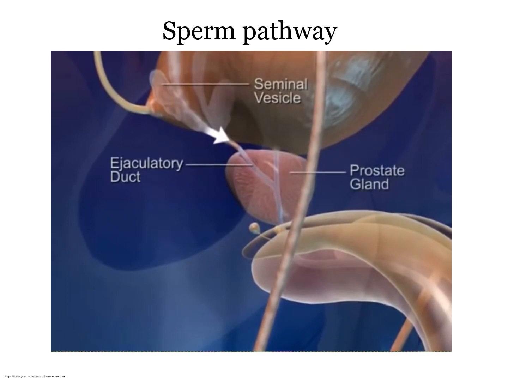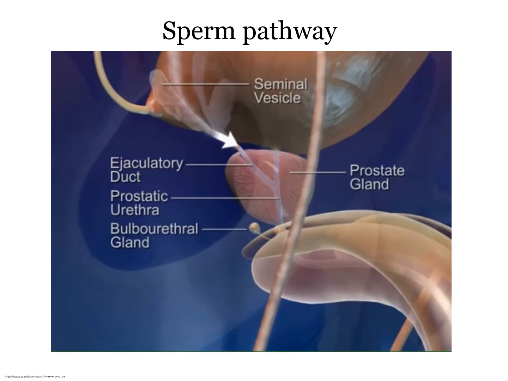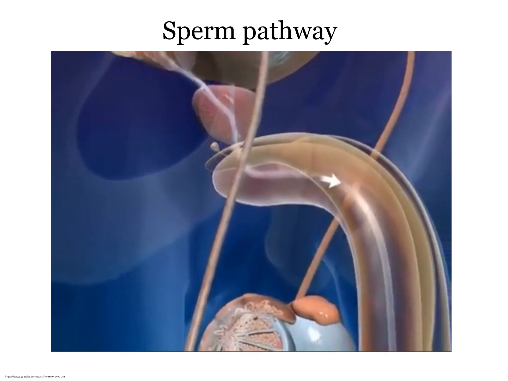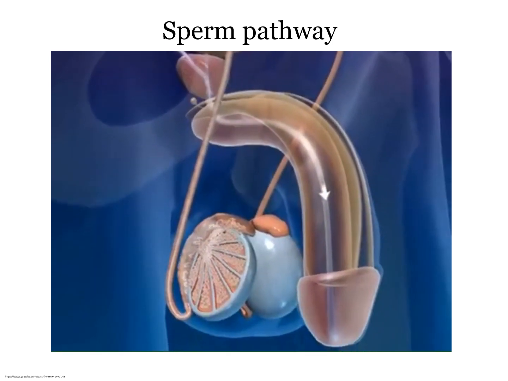The prostate gland surrounds the prostatic urethra just below the bladder. The fluid it secretes goes through small ducts into the prostatic urethra. The bulbourethral glands produce alkaline mucus secretions that empty into the urethra. The urethra passes through the penis carrying semen, a mixture of sperm and secretions of the glands.